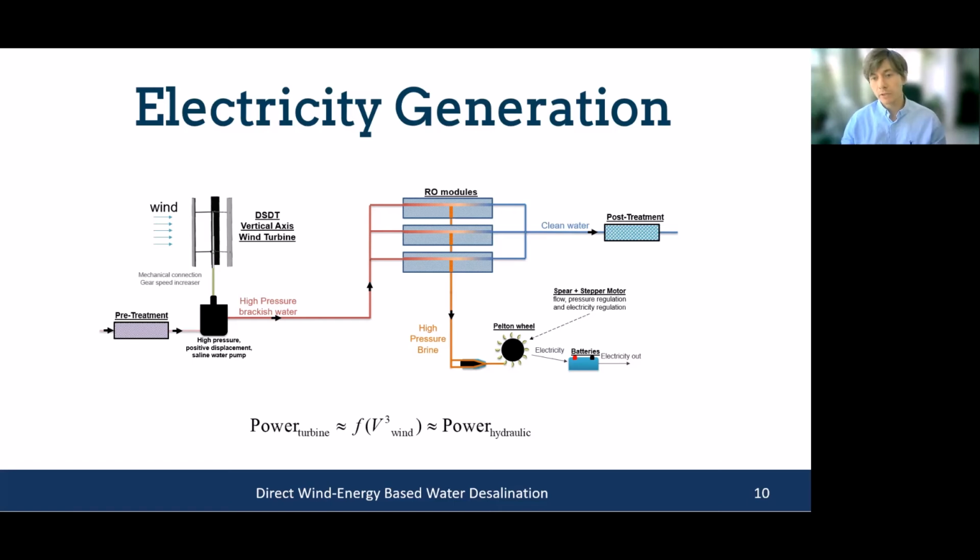And once we have electricity, we can use a spear and stepper motor and solenoids in order to regulate the flow and the pressure, in order to create more electricity or to create a better flow in the desalination system, in order to have cleaner water, or in order to work at the maximum efficiency point. And we need a controller for it.